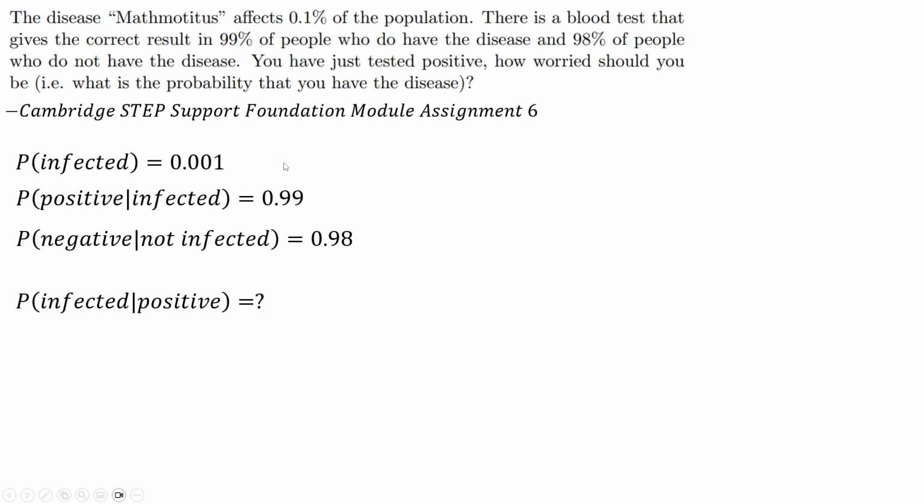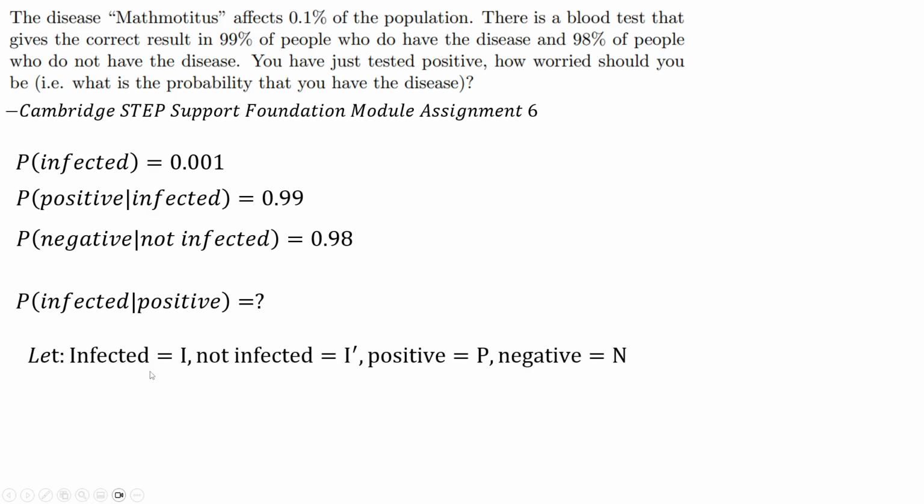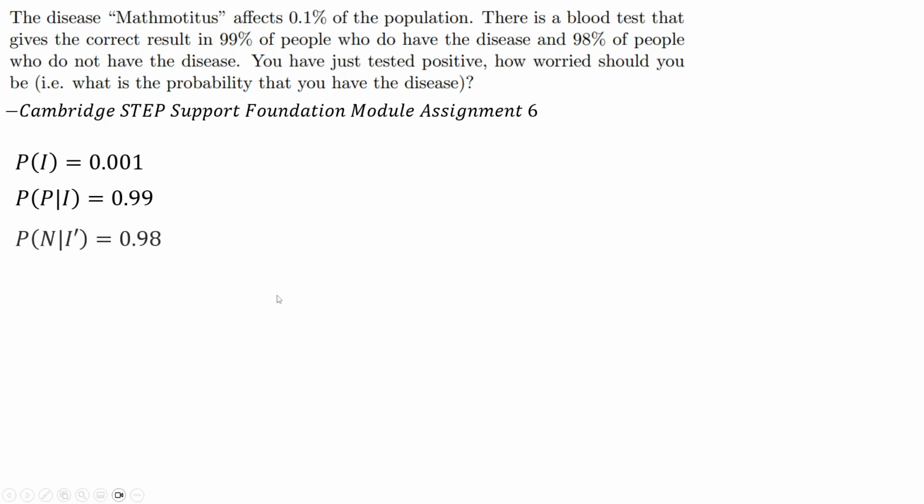Okay, hopefully you are able to construct these. And then I'm just going to simplify this a little bit. I'll just say that infected is I, not infected is I's complement, so I dash. We'll say positive is P, and negative is N. Okay, and so let me just go ahead and change this into a way that's a bit easier to read. Okay, so let's work with this, because we've got a formula for this.